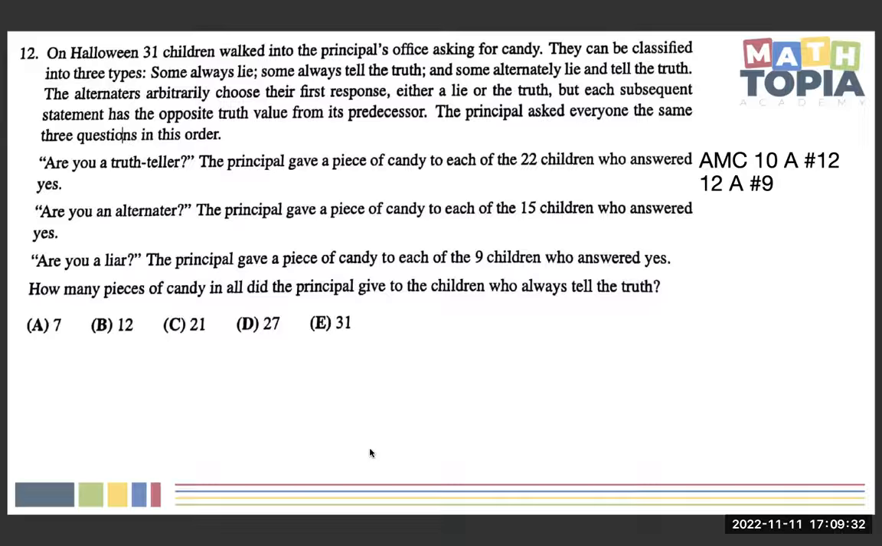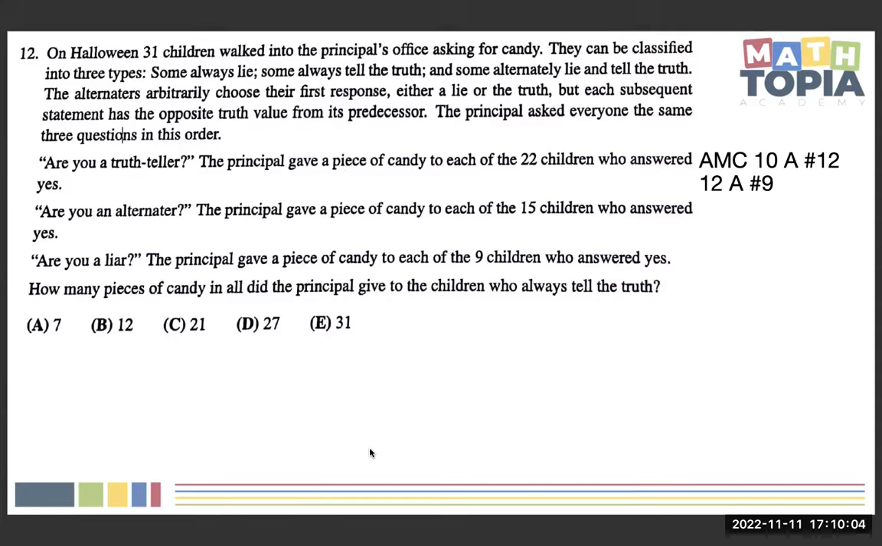Okay, so the principal asked everyone the same 3 questions in this order. So we asked everyone, are you a truth teller? The principal gave a piece of candy to each of the 22 children who answered yes. Are you an alternator? The principal gave a piece of candy to each of the 15 children who answered yes. Are you a liar? The principal gave a piece of candy to each of the 9 children who answered yes. How many pieces of candy in all did the principal give to the children who always tell the truth?